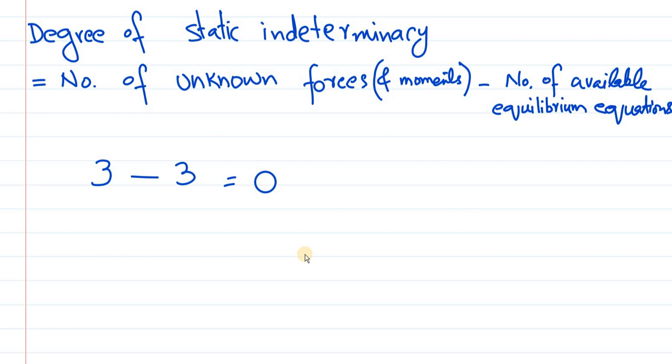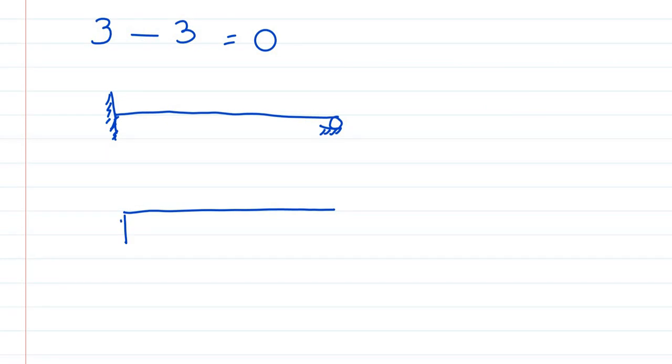Now let's consider another example. You will see we have a possible vertical reaction, a possible horizontal reaction, and a moment reaction. Similarly, a possible vertical reaction over here. If we count the number of unknown forces, in this case we have 4 unknowns and the available equilibrium equations are still 3. So you can say the structural degree of static indeterminacy is equal to 1.